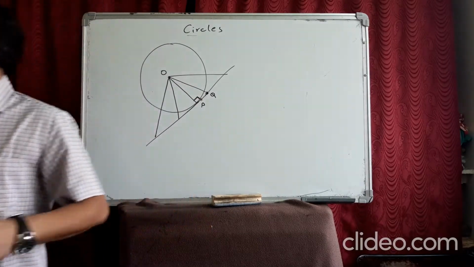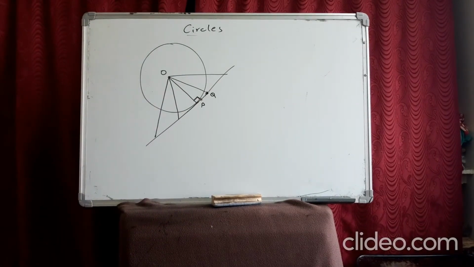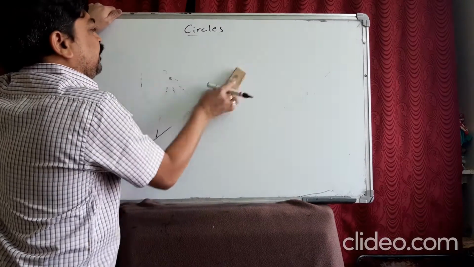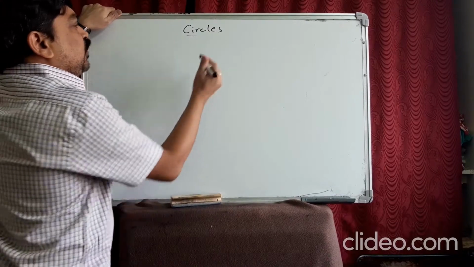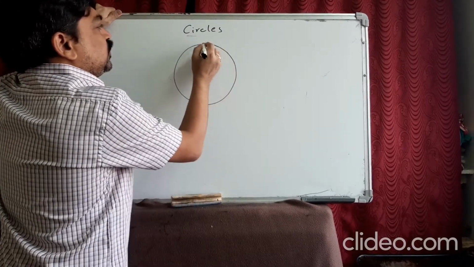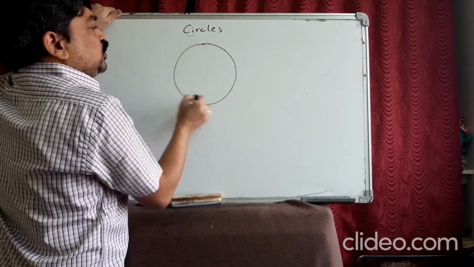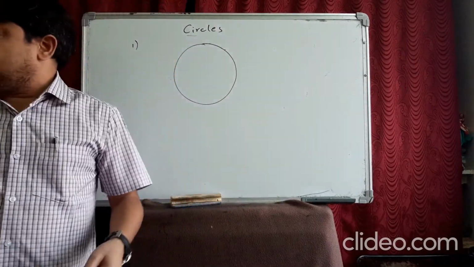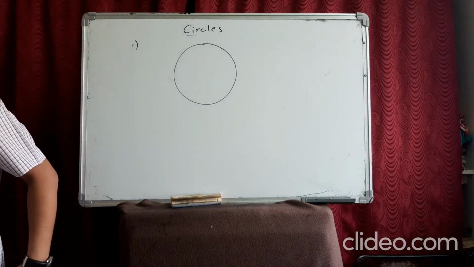Okay, now let us see the first exercise. How many tangents can a circle have? A circle will have an infinite number of tangents, agree? Because a circle has many points. This path is all made of different points. So for every point you can draw one tangent. So it will be infinite tangents.